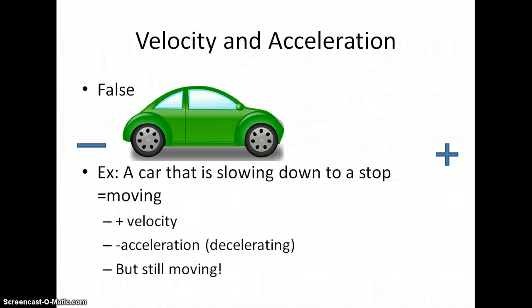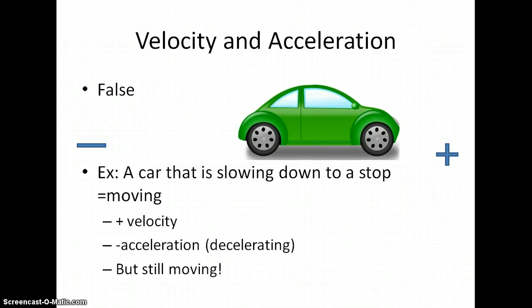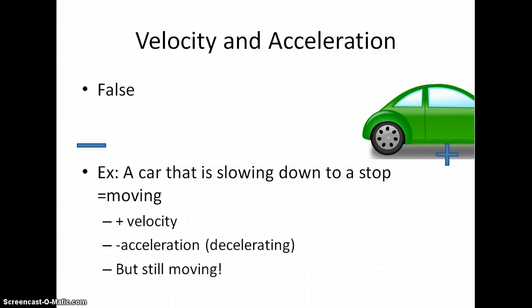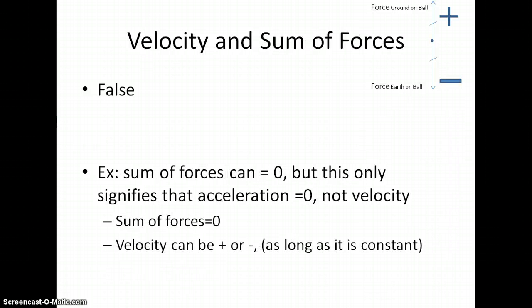A. Velocity and acceleration is false. An example is a car that is slowing down to a stop. It is clearly moving, as you can see from the animation. It has a positive velocity, but as it is slowing down, it has negative acceleration and is thus decelerating. For these reasons, velocity and acceleration is the incorrect answer.